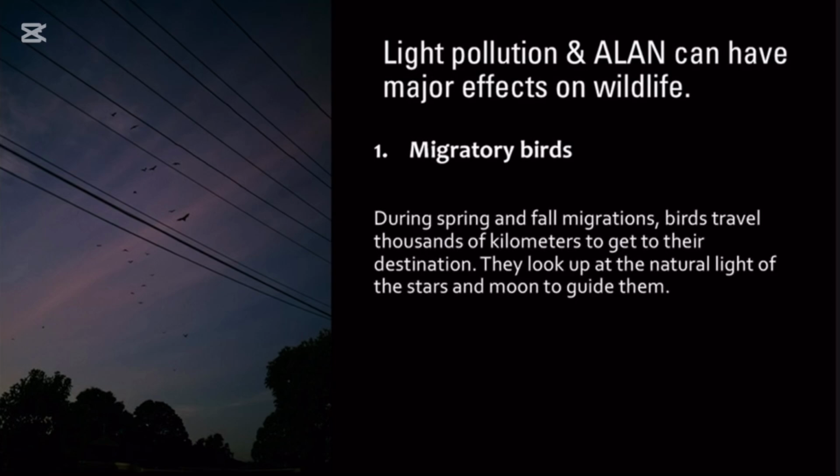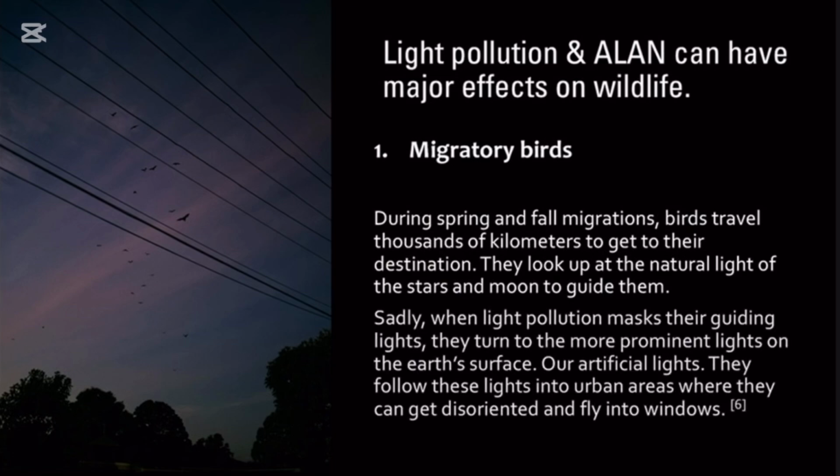Some examples of wildlife that are impacted are migrating birds. During spring and fall migrations, birds travel thousands of kilometers to get to their destination. They look up at the natural light of the stars and the moon to guide them. Sadly, when light pollution masks their guiding lights, they turn to the more prominent lights on the Earth's surface, our artificial lights. They follow these lights into urban areas where they can get disoriented and fly into windows.